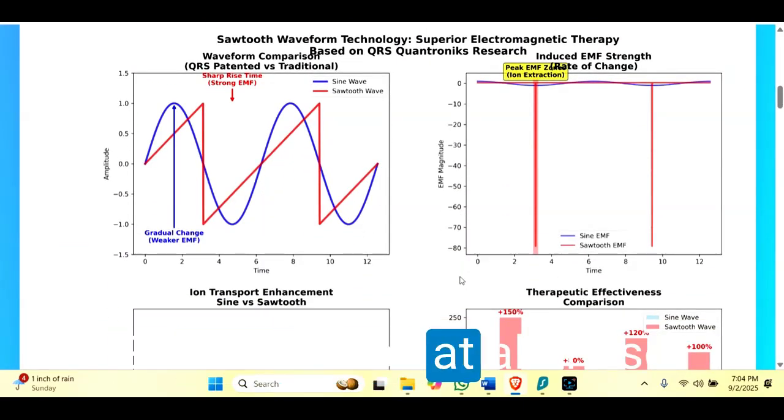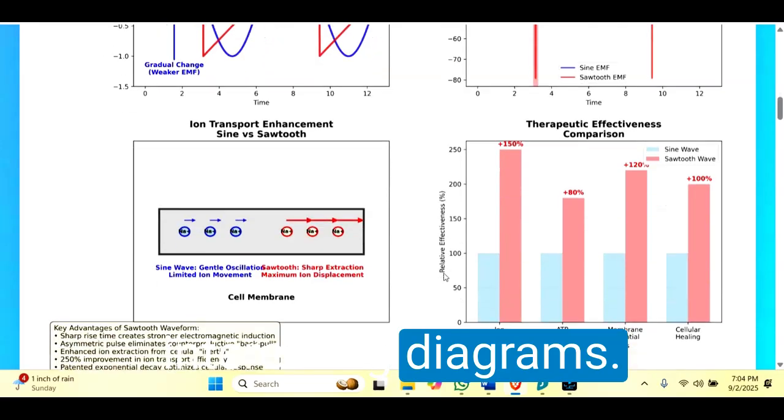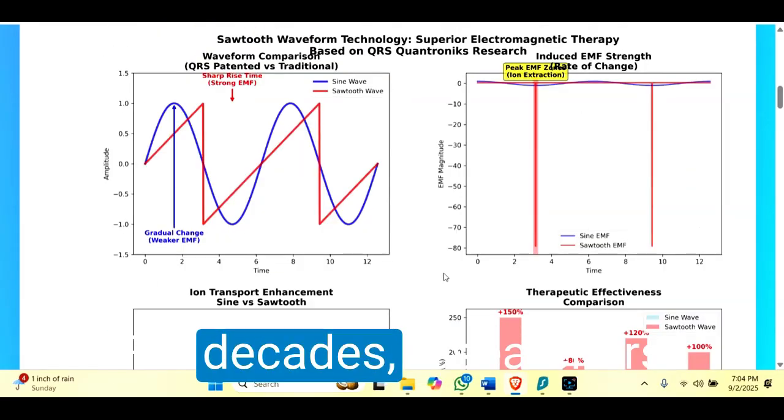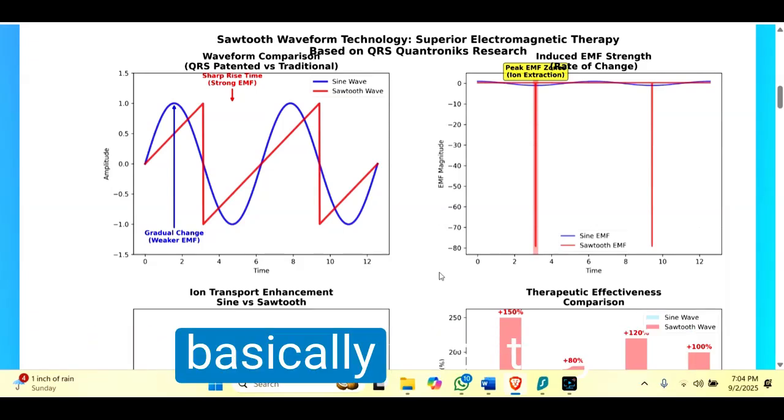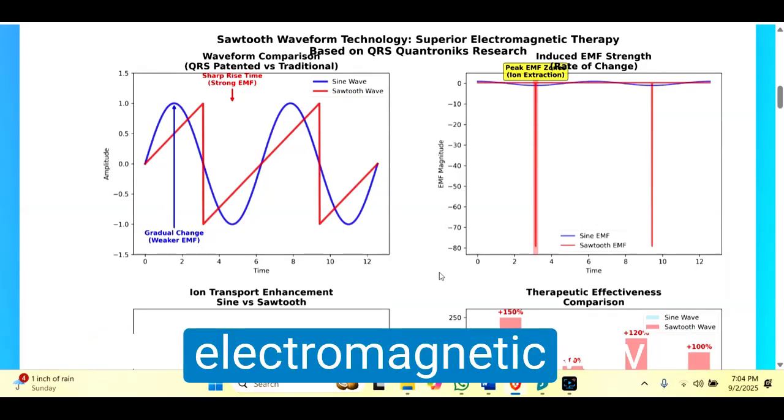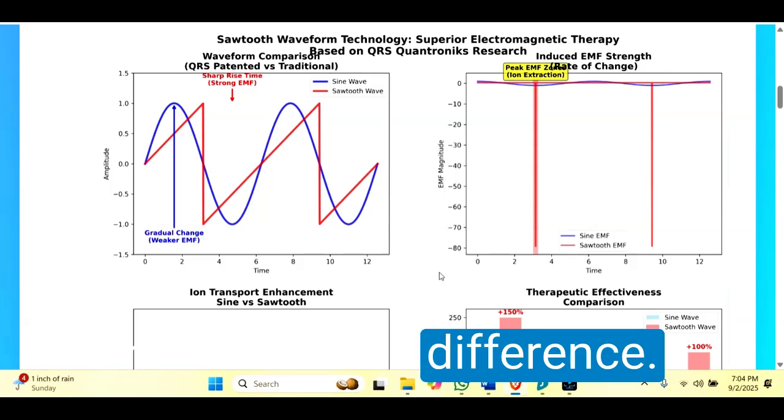So take a look at all these interesting diagrams. This is where it gets fascinating. For decades, researchers have been experimenting with different types of electromagnetic fields to try to help cellular function. Basically what they discovered is the shape of the electromagnetic wave makes all the difference.